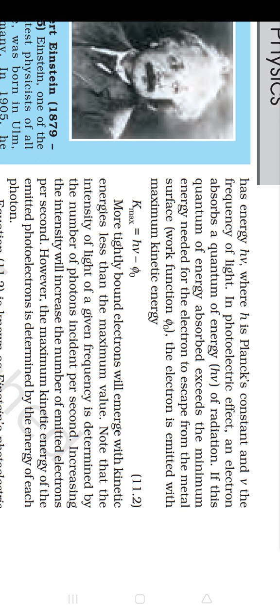In the photoelectric effect, an electron absorbs a quantum of energy of radiation. If this quantum of energy absorbed exceeds the minimum energy needed for the electron to escape from the metal surface, the electron is emitted with maximum kinetic energy. Kmax is equal to hν minus φ₀. More tightly bound electrons will emerge with kinetic energy less than the maximum value. Note that the intensity of light of a given frequency is determined by the number of photons incident per second.